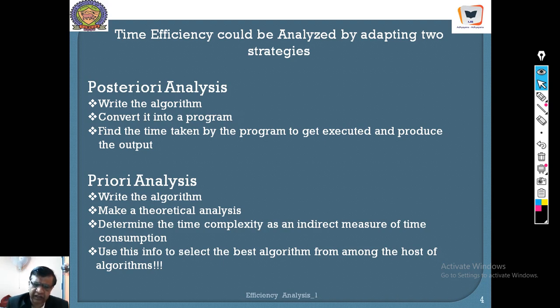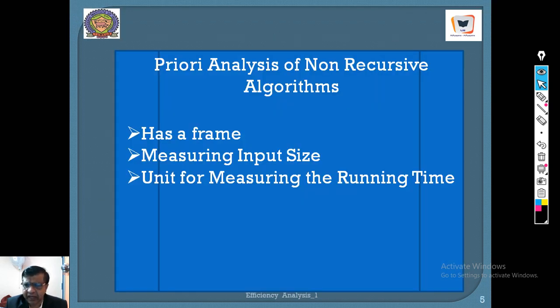Because we have understood in the first tutorial itself, there can be many algorithms to solve the same problem. But when it comes to selection, we need to analyze every algorithm for its time efficiency. So now it is fixed that we will be doing a priori analysis of non-recursive algorithms.